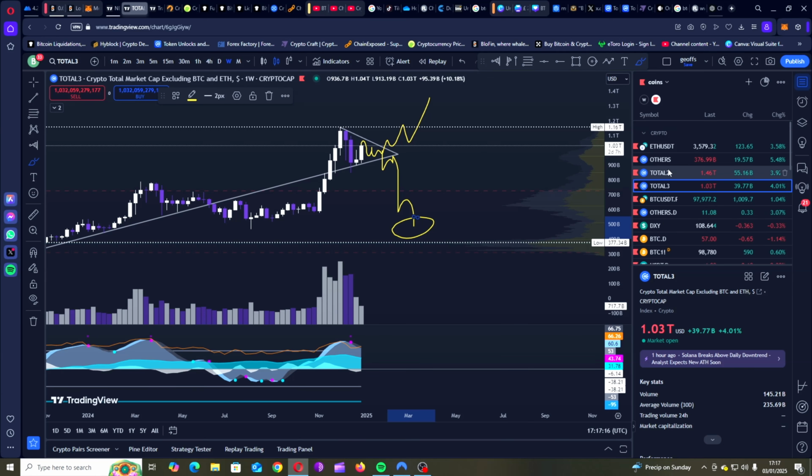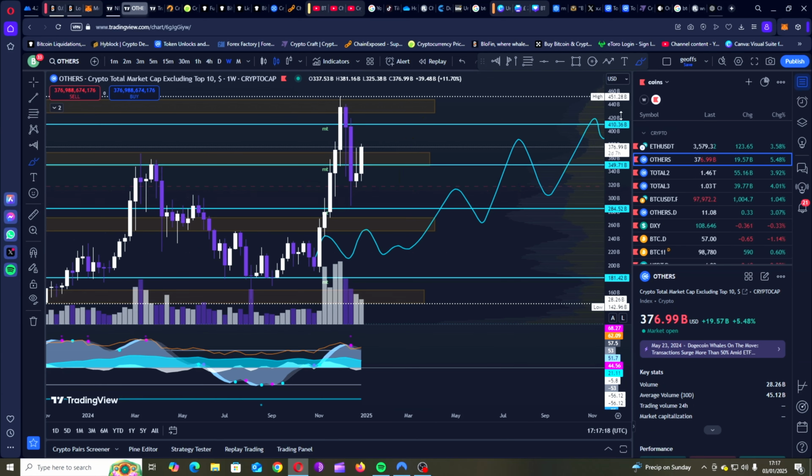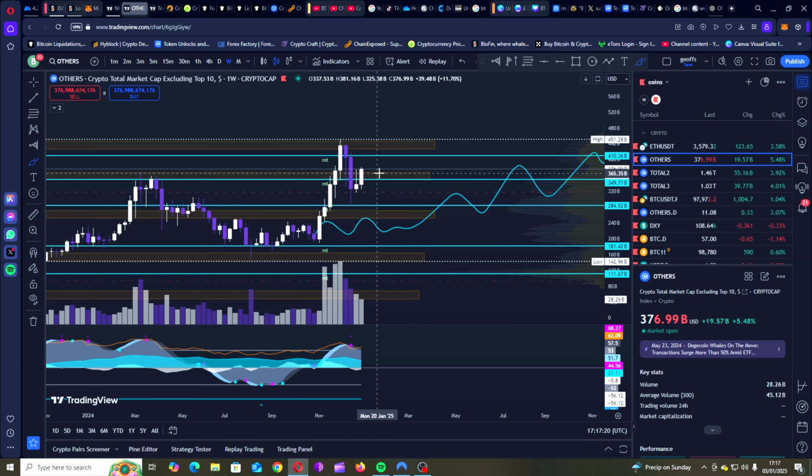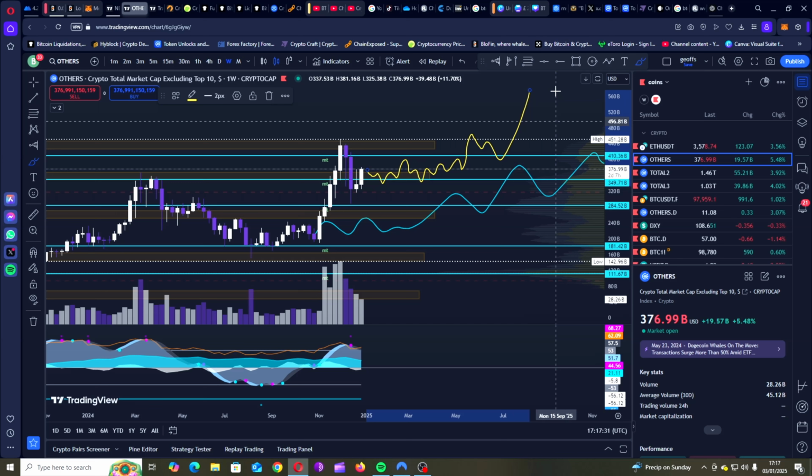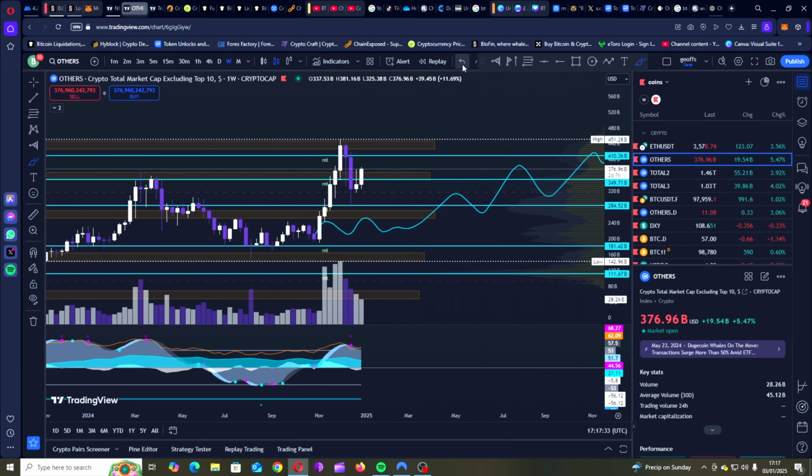What else have we got? Others, very, very similar. I've got my areas marked out in others. Monthlies, weeklies, we're in that zone. Holding this would really help us out so we can fire off. That's what we want to look at on the weekly. Trending up at the minute. We've got a trend there, so holding these trends would be perfect for alts.